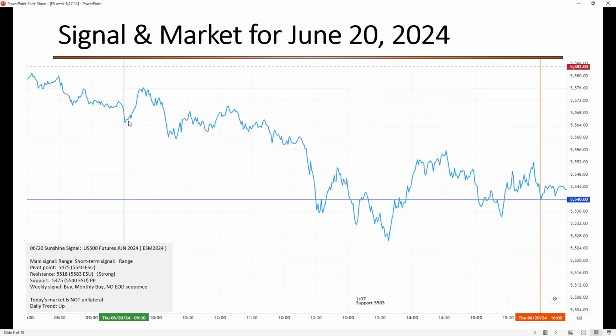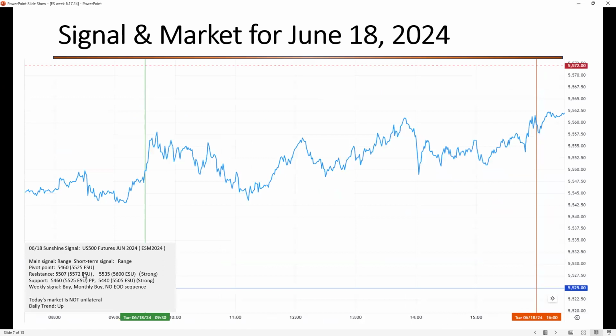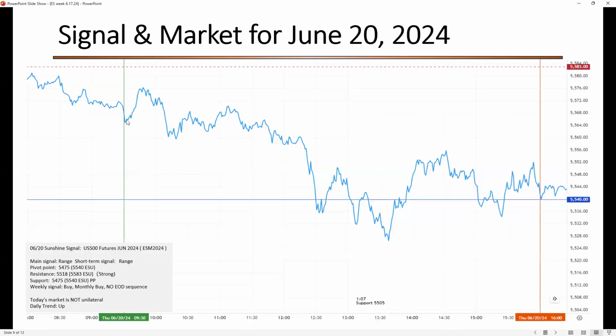At open, we see that prices open above the 5540 pivot point here, and it did not quite get to the resistance at 5583, but if you recall, we also had a 5572 resistance provided on Tuesday, and the prices did get to there. So that could have been a shorting opportunity, and then if prices get up to the 83 level, you could have added more shorts there. So this trade around the 5570 level would have given you about 30 points.